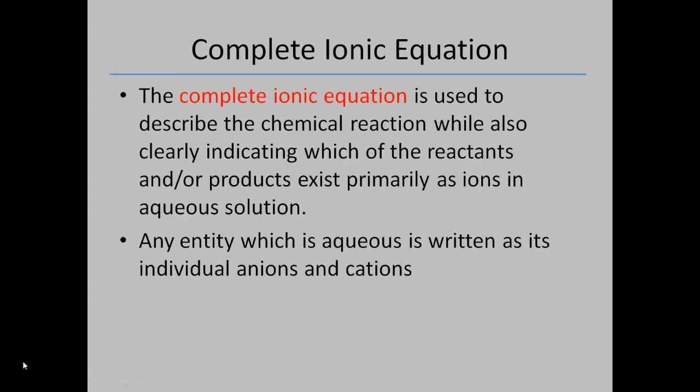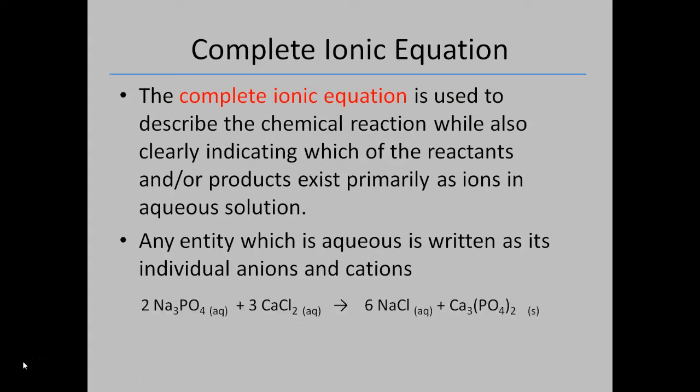In our complete ionic equation, anything that is aqueous, we separate into the individual ions. So any ionic compound that's aqueous gets separated into its individual ions. This helps to demonstrate that we understand that when ionic compounds dissolve into water, the ions dissociate. The individual cation and anion are hydrated, they're surrounded by water, as we talked about, and they float around.